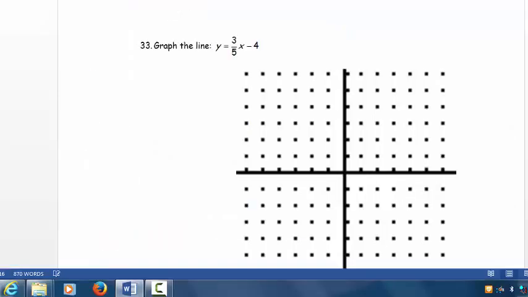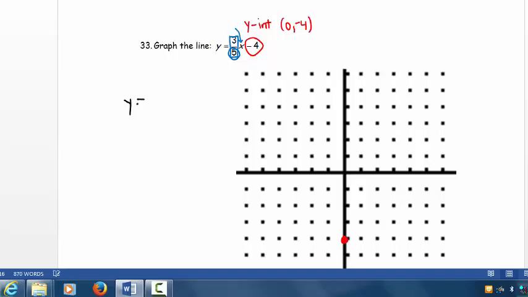Alright, here in problem 33, again, this equation is in y equals mx plus b form. So here we have the y-coordinate of the y-intercept, and the y-intercept is therefore (0, -4). On the y-axis, (0, -4). I need another point, so I can plug in any number I want for x. Whatever I plug in will be multiplied with 3/5. I'm going to plug in the number 5 to cancel out the denominator.